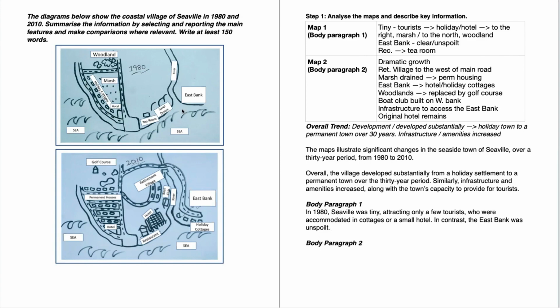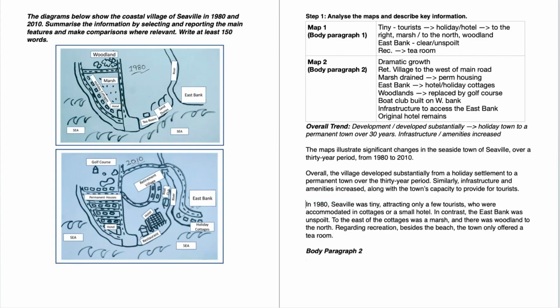Now I want to talk about some direction. So I want to say, to the east of the cottages was a marsh, and there was woodland to the north. So you see how I've talked about the east and the north. That's great to get some directions in there. Now I want to say, regarding recreation, besides the beach, the town only offered a tea room. And that is really all we saw in terms of recreation. And this includes all of the details we wanted to add from the first map.